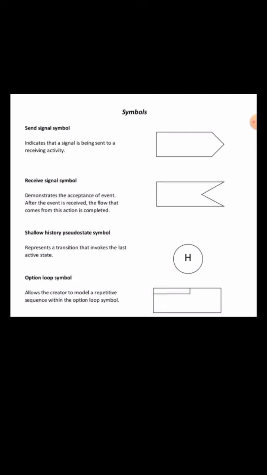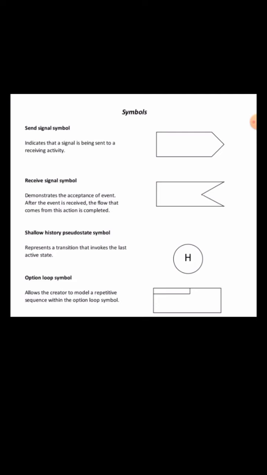So next, the receive signal symbol demonstrates the acceptance of an event. After the event is received, the flow that comes from this action is completed. So next, the shallow history pseudostate symbol, a control element that influences the sequence of events in a state machine, represents a transition that invokes the last active state. A small circle with the letter H that represents history. So kini nga symbol kay ang iyang i-cater nga transition kay ang pinaka most recent ra ang active status sa history.